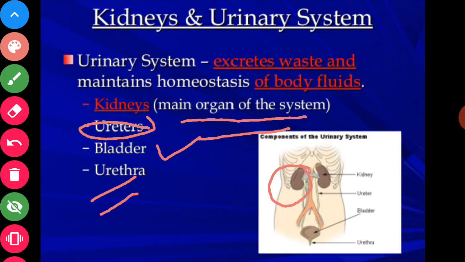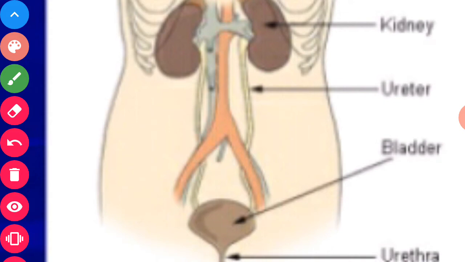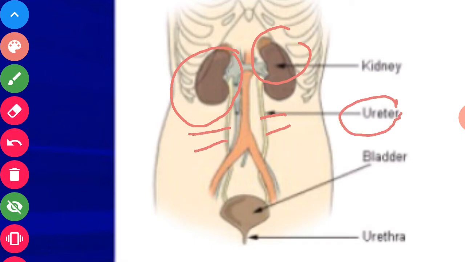This is the kidney, the small pipelines on both sides are called ureters. This is the bladder where urine is stored for some time, and this is the urethra. These are the four major organs of the human excretory system. Each and every organ plays an important role during the process of excretion.